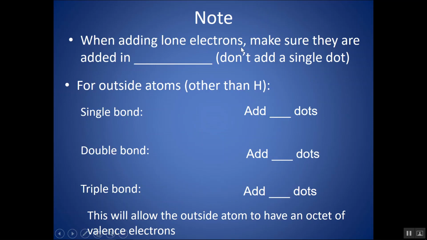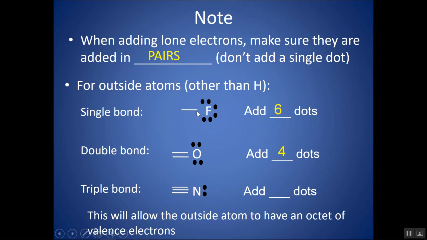Okay. When adding lone electrons, make sure they're added in pairs. I don't really care so much where you put the pairs on the extra atoms, but make sure you put them 2 together, in pairs, not a lone dot. And you'll notice that for outside atoms, if you have a single bond, you're typically going to be drawing 6 dots to complete the octet. 2, 4, 6, 8. If you have a double bond, you'll be drawing 4 dots, 2, 4, 6, 8 to complete the octet. And for a triple bond, 2, 4, 6 are already there, so 2 more to get to 8. And you'll notice on all of these, the formal charges would end up being 0.